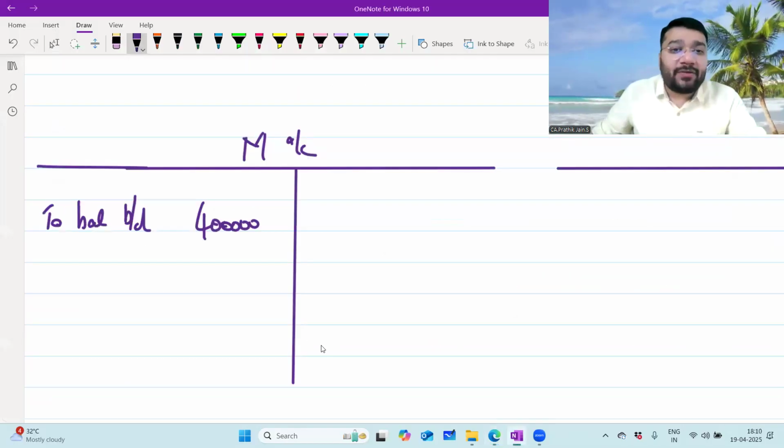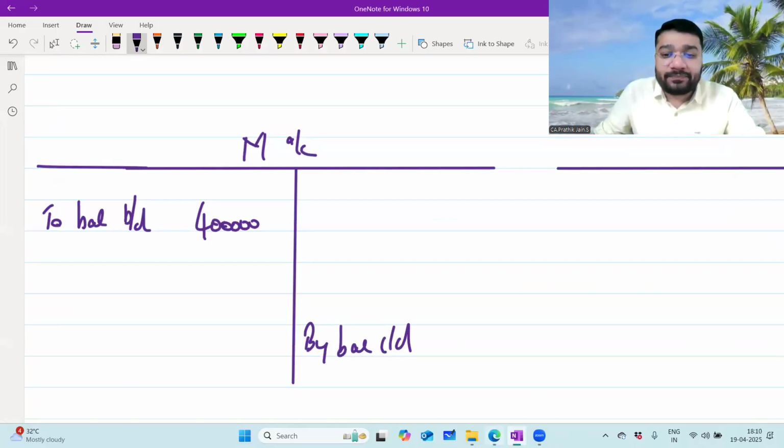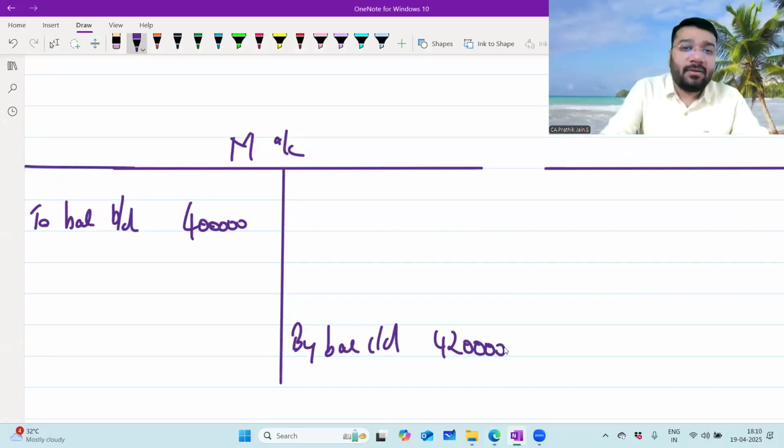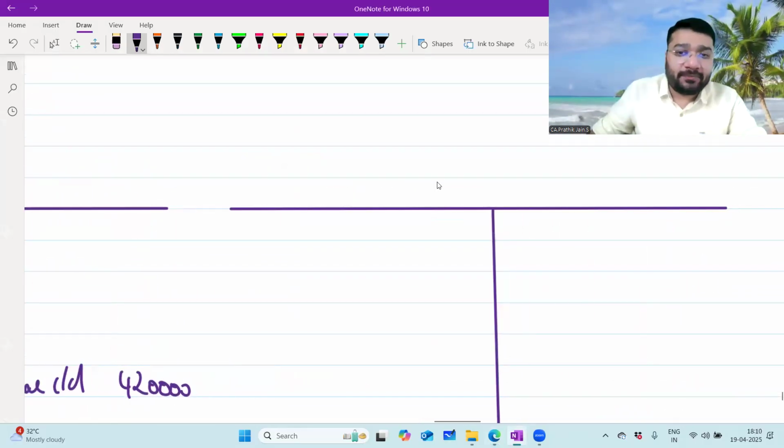Now, what is the closing balance of the asset? By balance carried down, how much? 4,20,000 rupees. Okay. Provision for depreciation ledger. What is the opening balance?